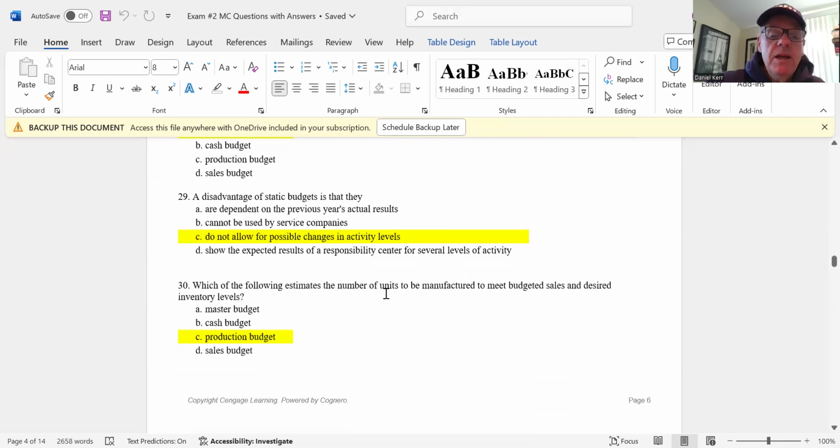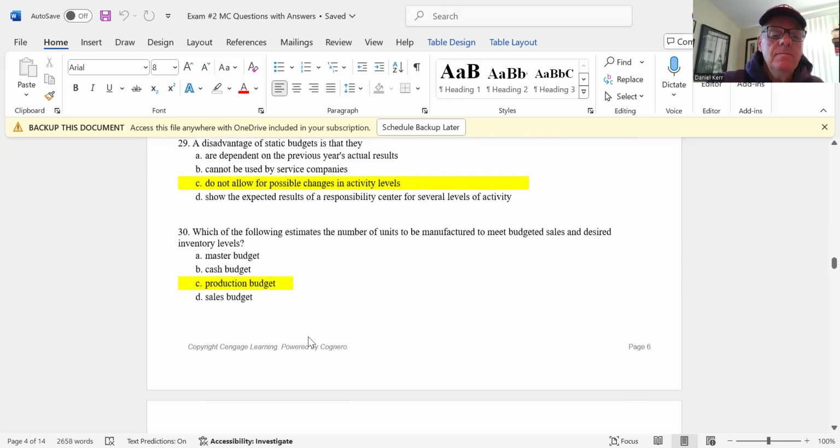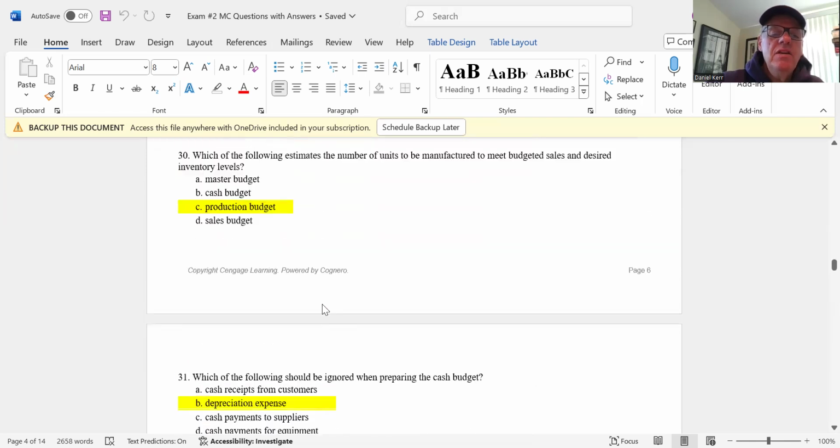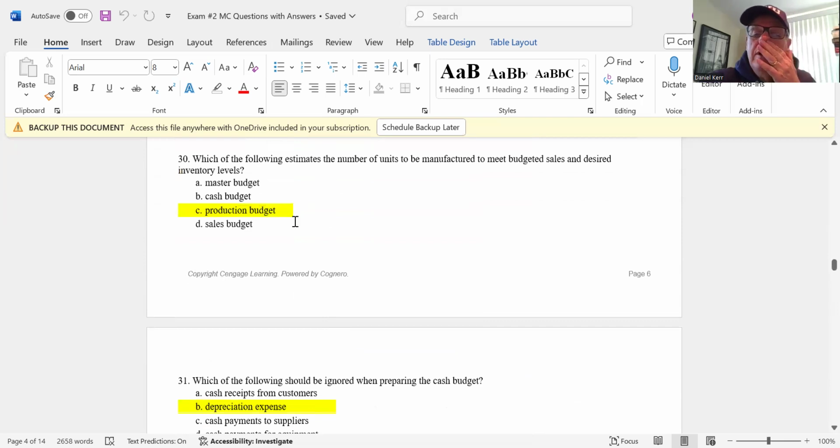30, which of the following estimates the number of units to be manufactured to meet budgeted sales and desired inventory levels? Number of units to be manufactured, that would be the production budget, C. And interesting here, you've got a question that actually relates to a previous multiple choice question. So oftentimes, if you struggle with a multiple choice exam, there's one question that very much relates to another question. So sometimes if you can choose, it's a good idea to look back.